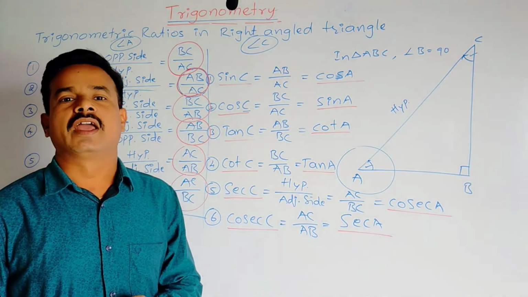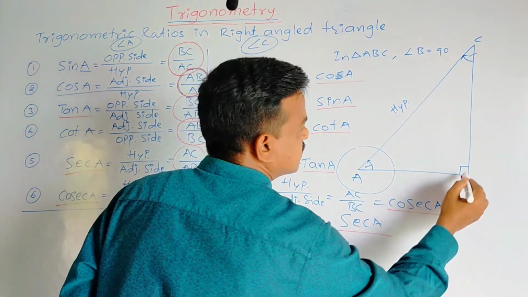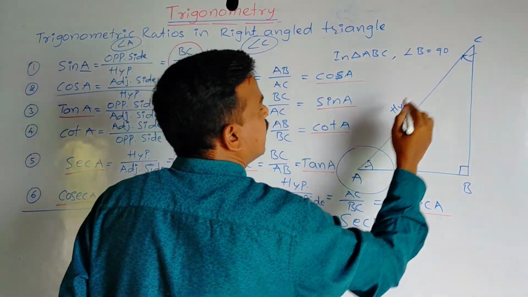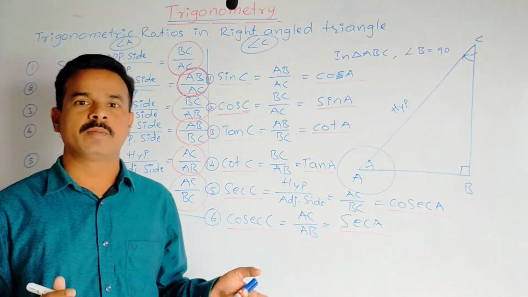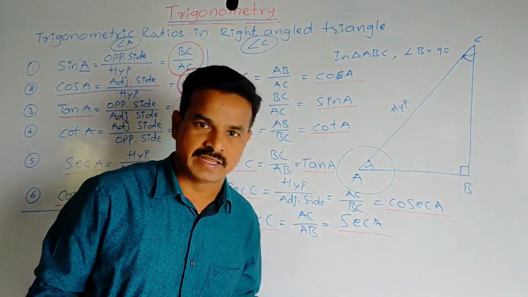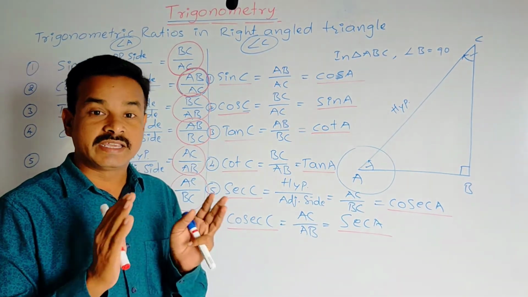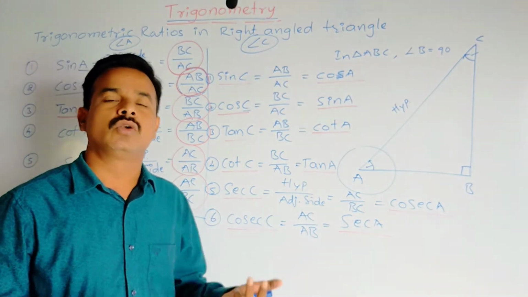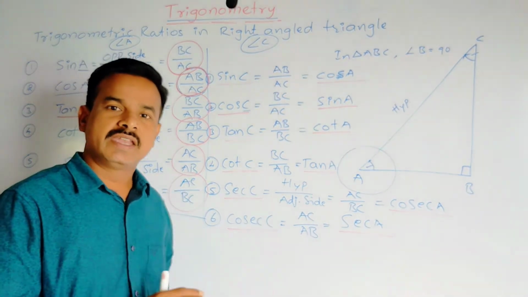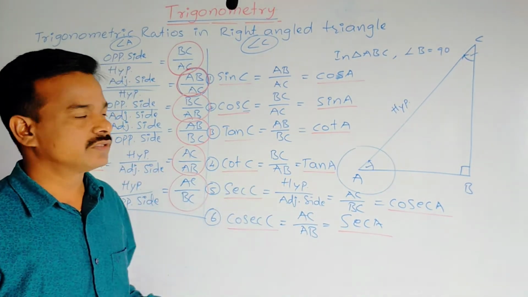angle triangle. Okay, actually we can observe that this is 90 degrees, and angle A and angle C are complementary angles. Then we can say that if A and C are complementary angles, then sin A is equal to cos C, and cos A is equal to sin C, and so on.